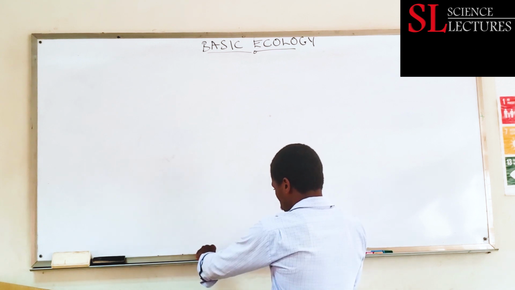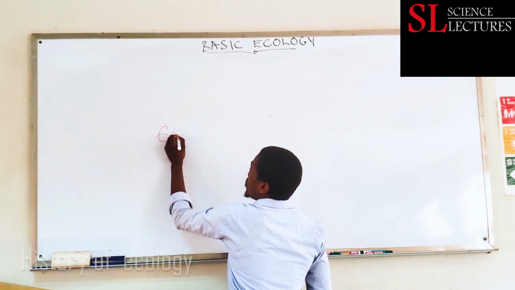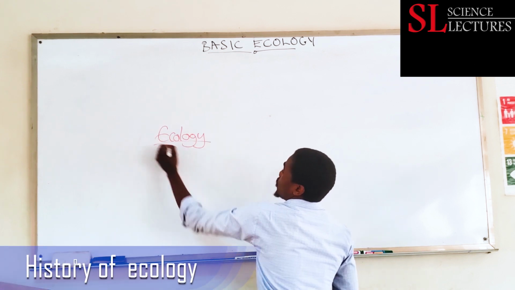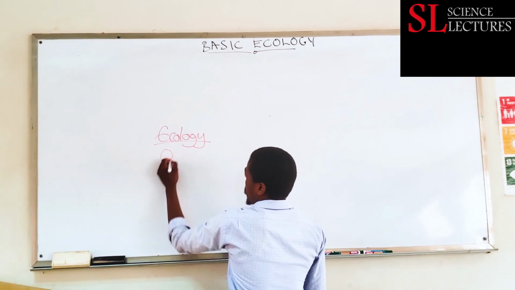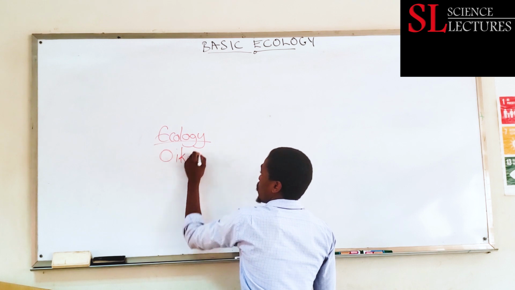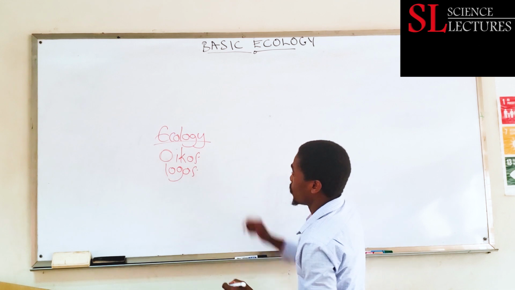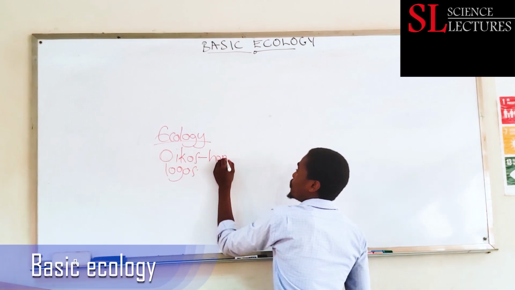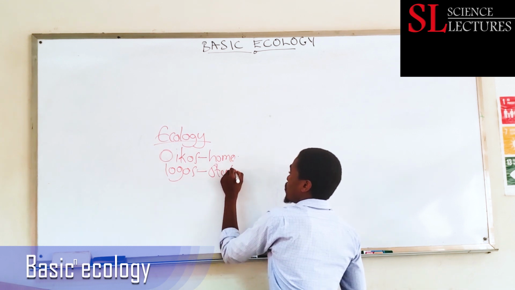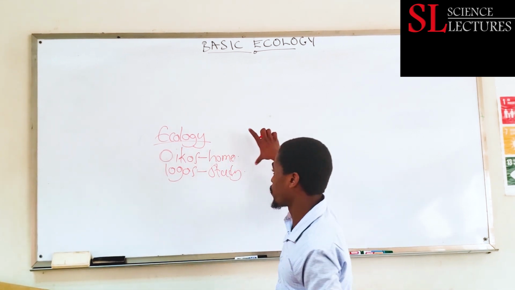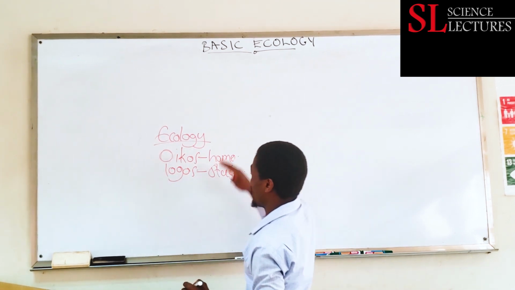So basic ecology. Before we dive into the definition, we need to know where the word ecology comes from. This word comes from two Greek words, of Greek origin. The first word is oikos, and the second word is logos. The word oikos simply means home, and the word logos means study. So these are the words of origin of the term ecology.